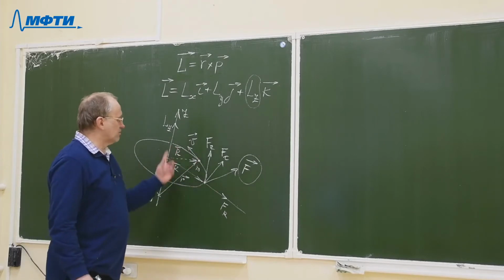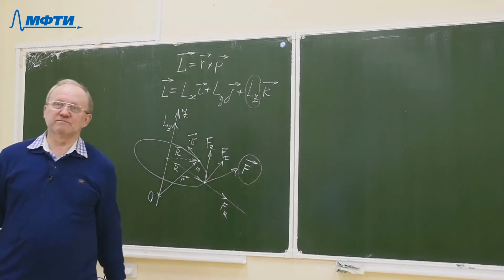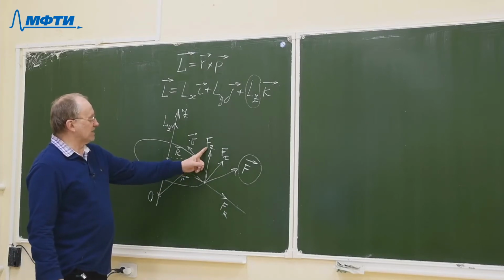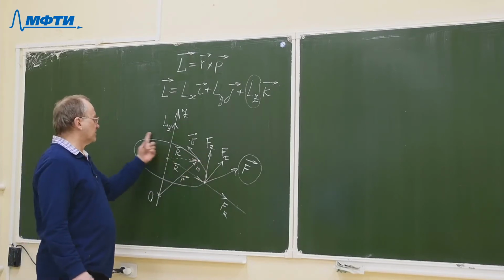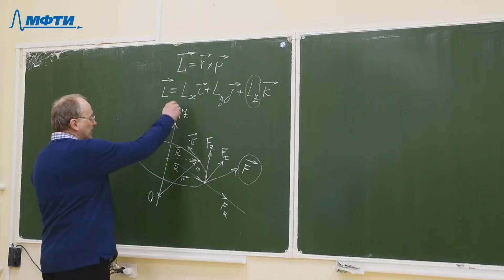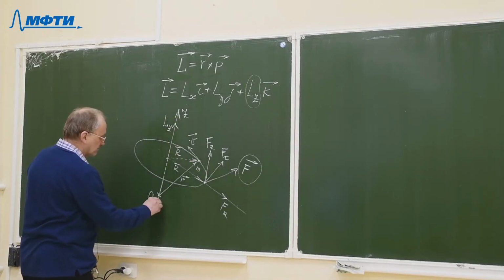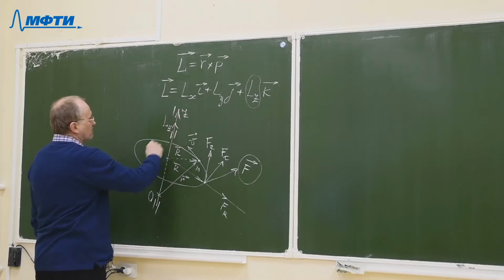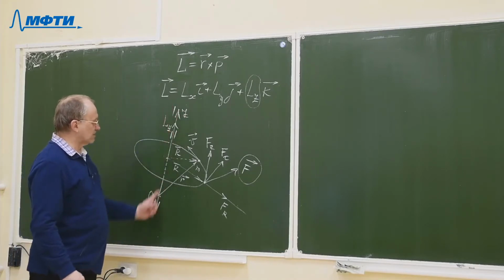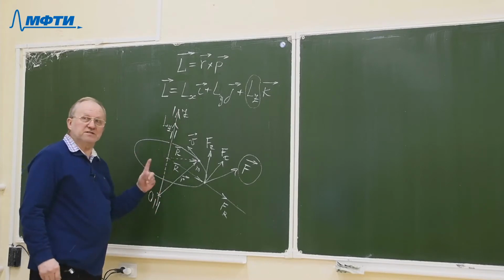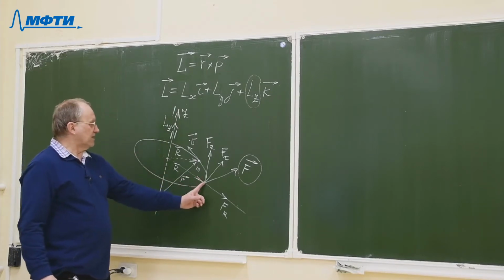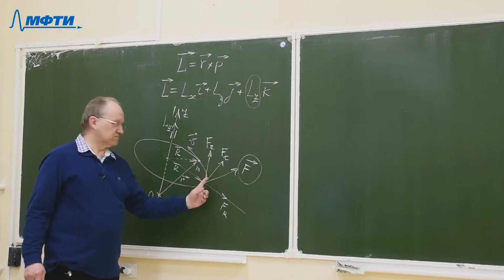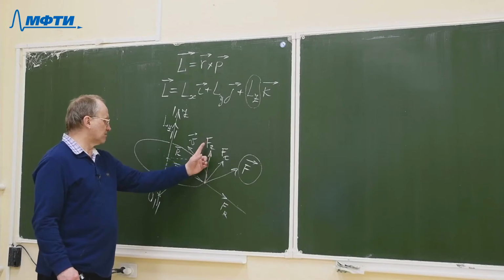Which component will be important of all these forces? Can component Fz change anything in the rotation of this body if the axis of rotation is fixed in some bearings? If the axis is fixed, it cannot be changed in space. Can the Fz component change anything in the rotation of this body? No, it can do nothing.